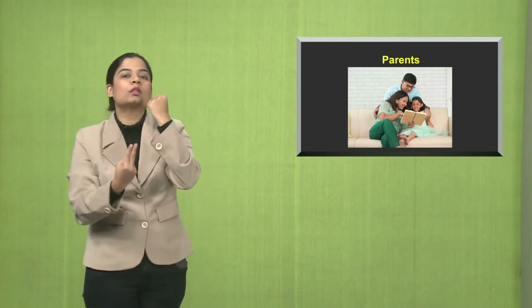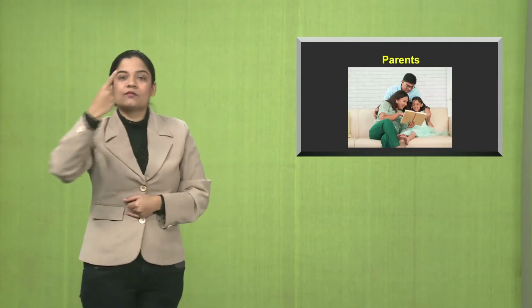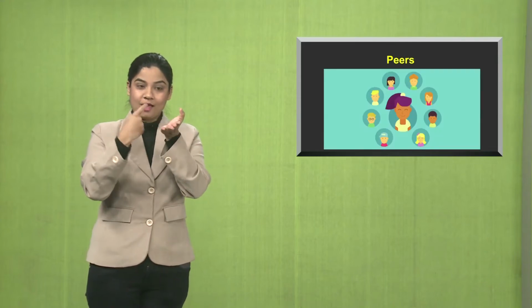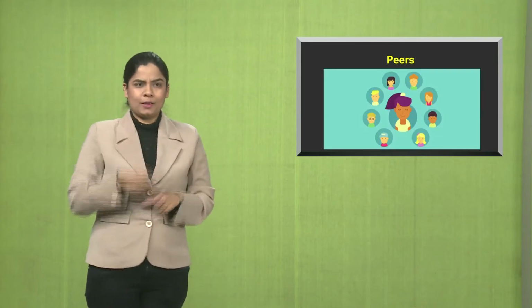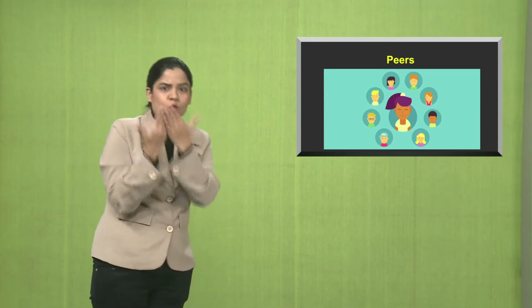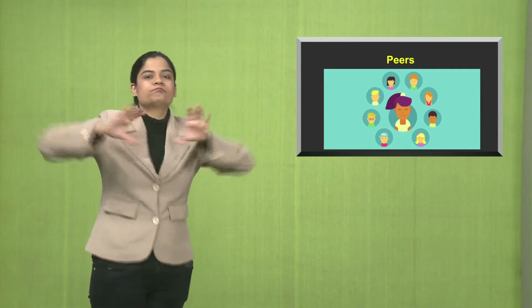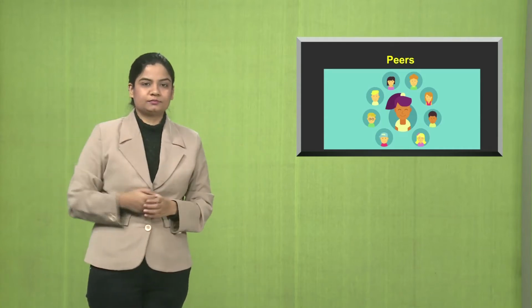Parents: a person's father or mother, or both. When we don't add S, it could be a parent, a father or a mother, but when we add S, it's both. Peers: people of similar background in a group, be it at school or in different activity classes, etc. People of similar age and background.